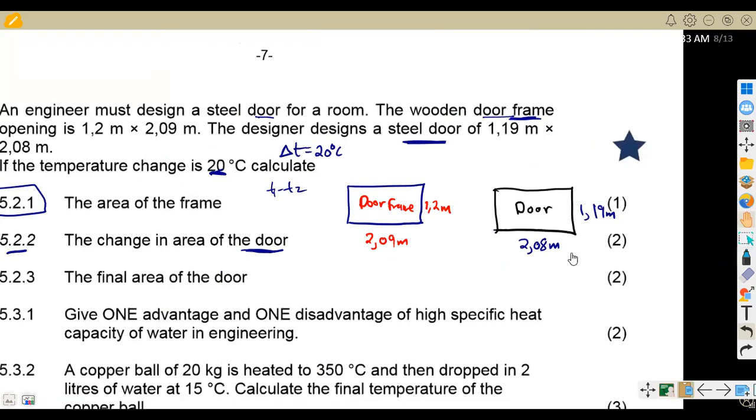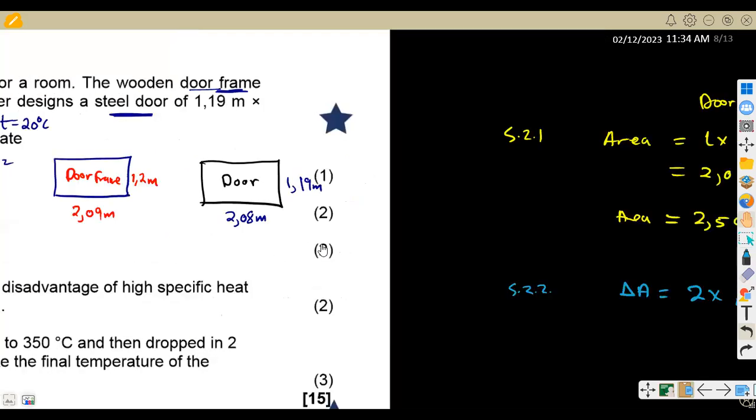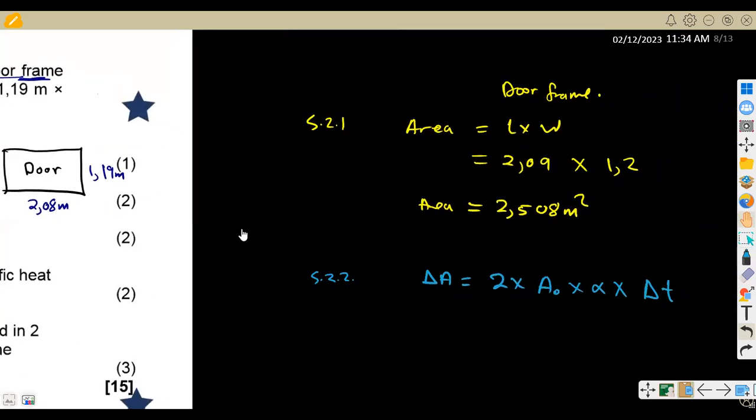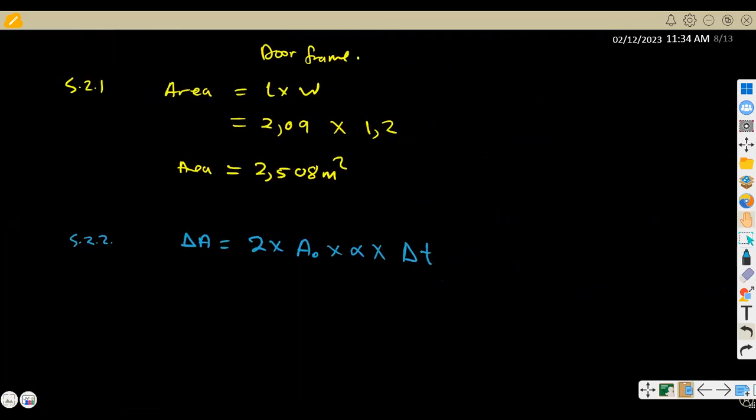Let's check back. We are given that it's a steel door, okay? So if we check on our formula sheet, we need information. Let's take the area first, which is the door here. The door is 2.08 and 1.19, okay? So here we've got our original area of the door. The area of the door is equivalent to length times width, which is the original length, 2.08 and 1.19. You can simplify this, but that is what we have for the door.